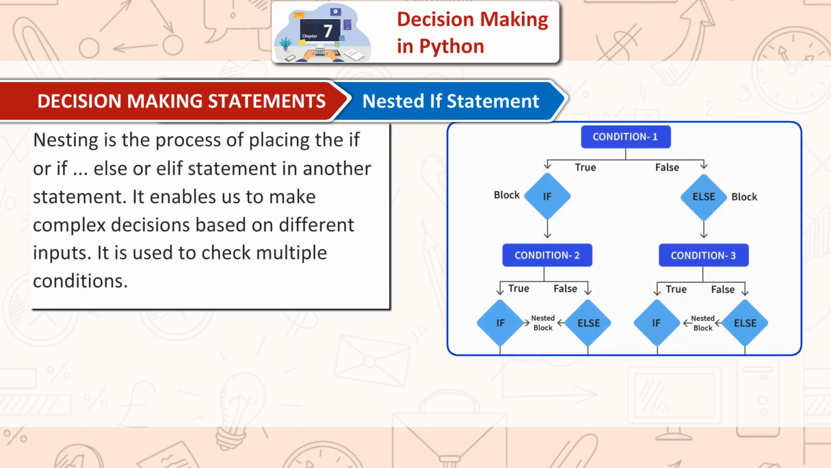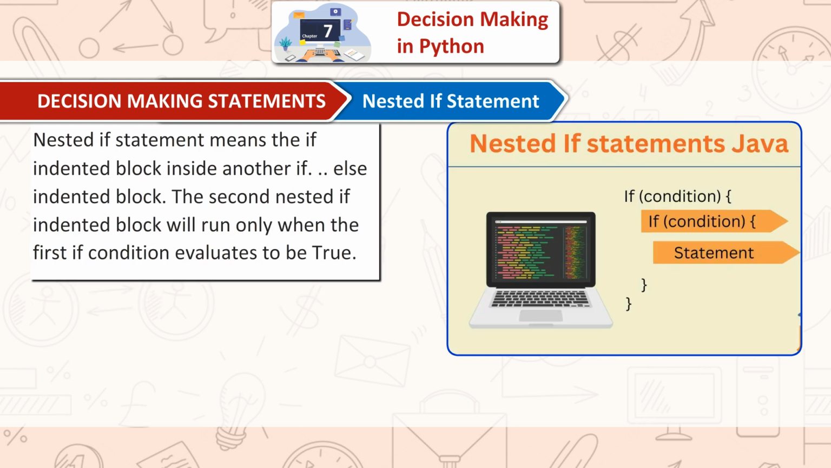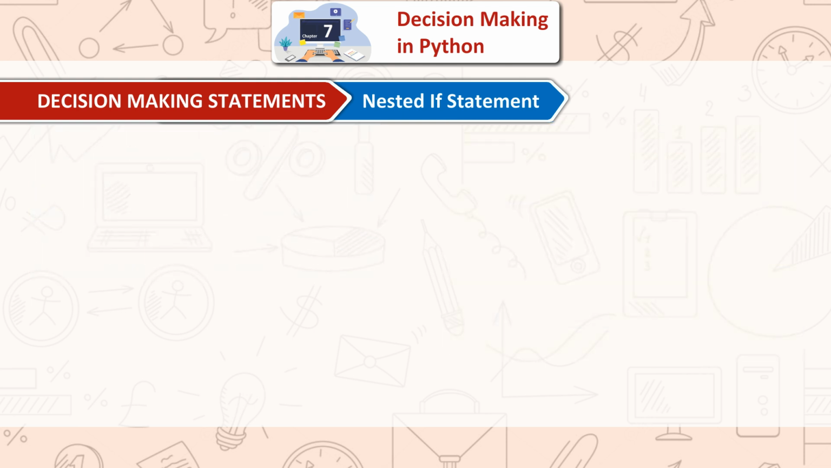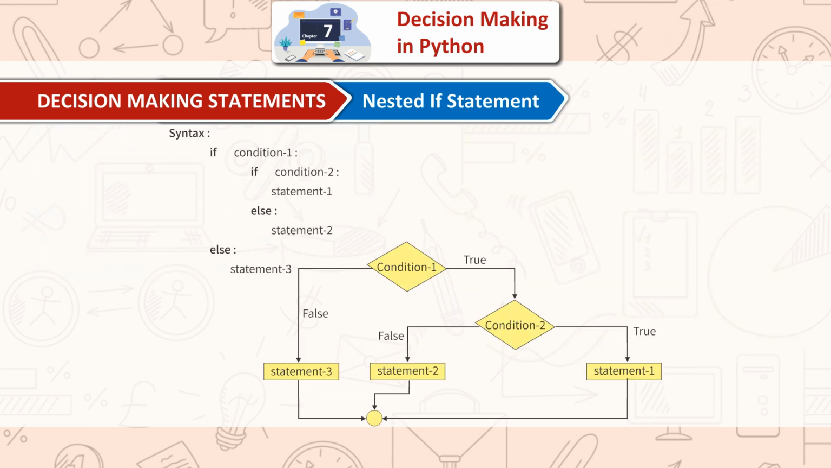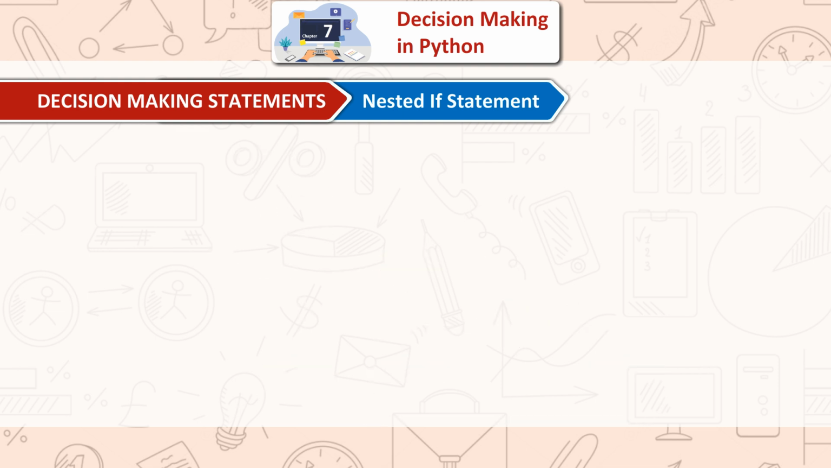Nested if statement. Nesting is the process of placing an if or if-else or elif statement in another statement. It enables us to make complex decisions based on different inputs. It is used to check multiple conditions. A nested if statement means an if indented block inside another if-else indented block. The second nested if indented block will run only when the first if condition evaluates to true. Syntax: if condition 1, if condition 2, statement 1, else statement 2, else statement 3.